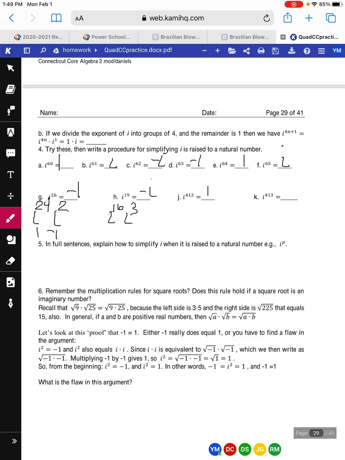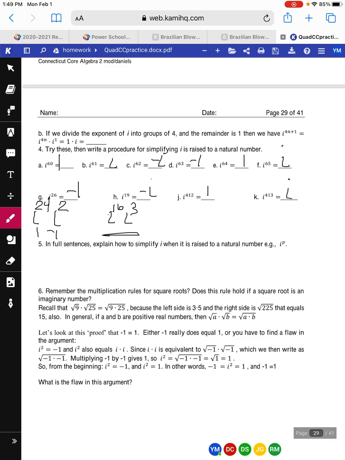Where are we at? 412, it's a power of 4. 413 is added by 1. Okay? And the full sentence is explaining how to simplify i when it's raised to a natural number. Natural number just means any number. So you would explain what we did here.